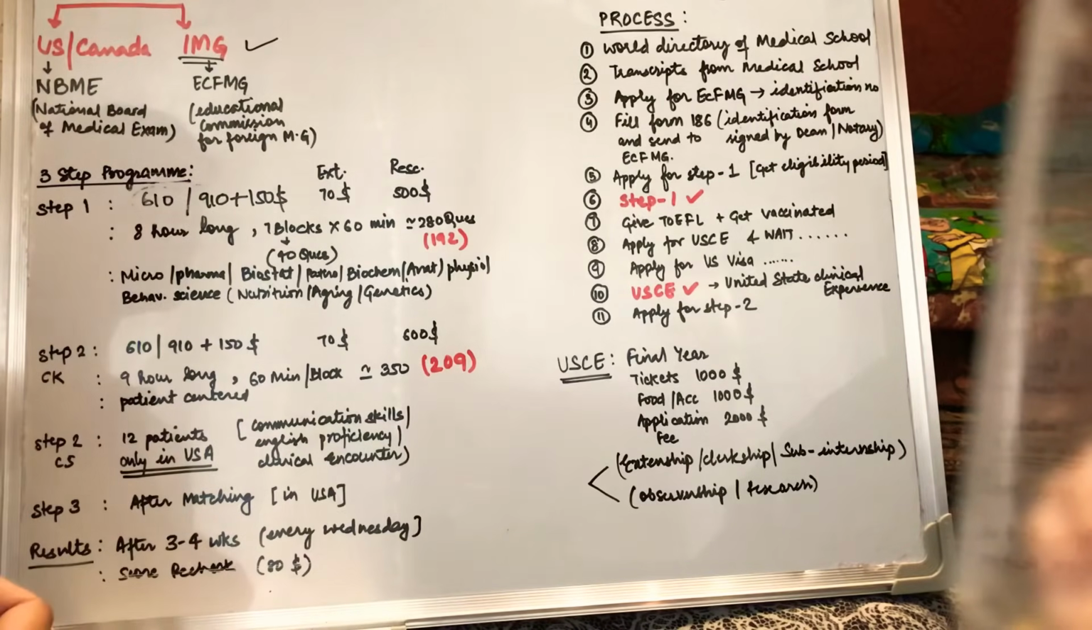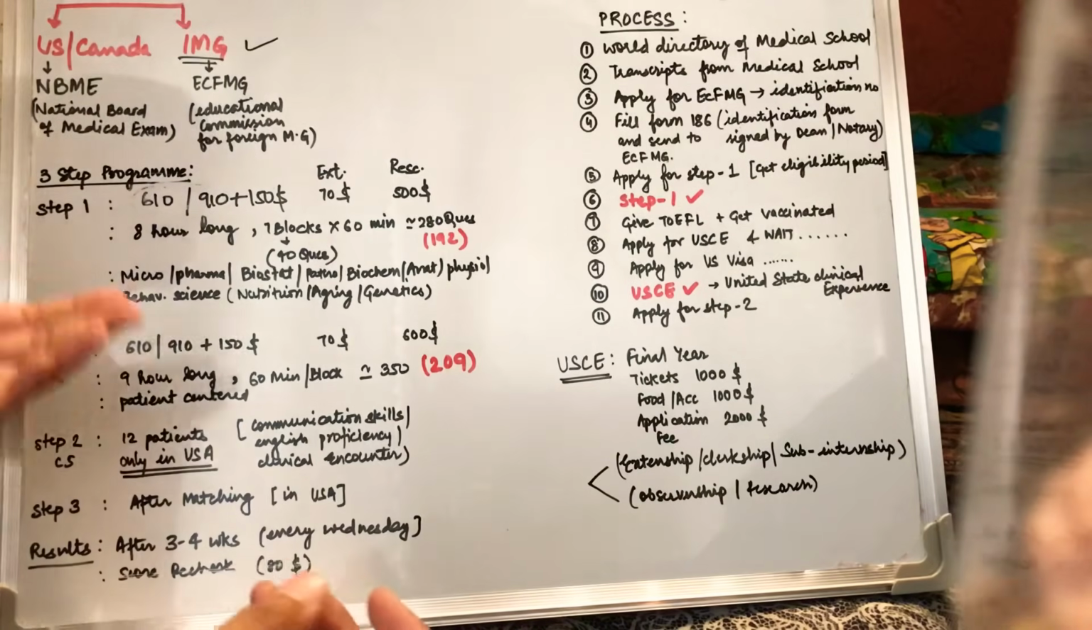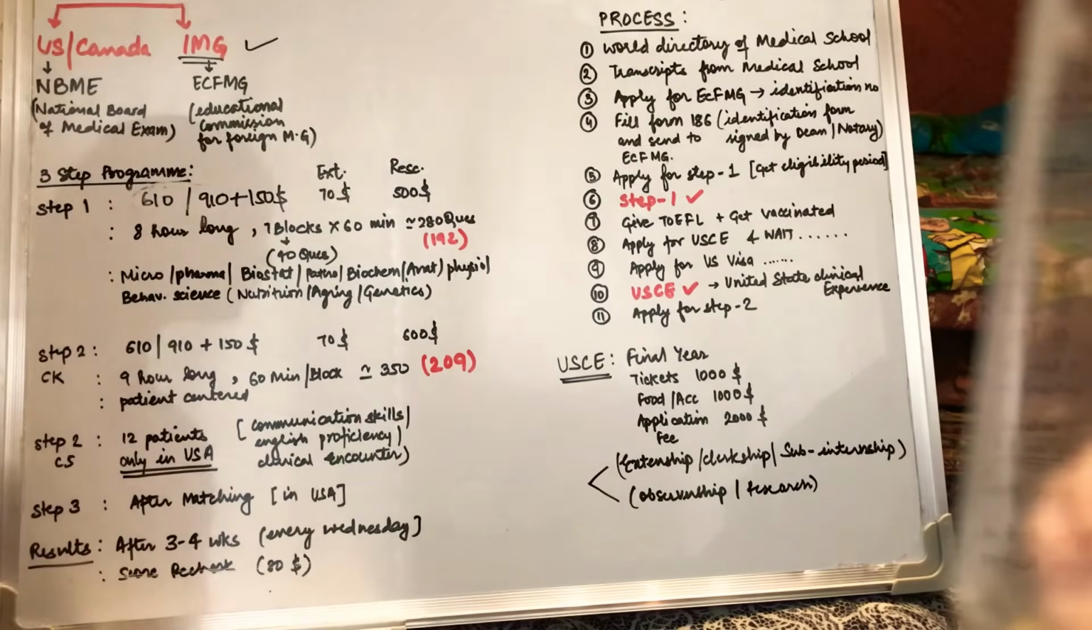And there you can classify USCE into 3 types. First, the hospitals that require you to have a good Step 1. You must give Step 1 before even applying for USCE in the USA. The second one is you need to give both TOEFL and Step 1. The third category, in which you don't need to give either TOEFL or Step 1, you can just go directly there and finish your clinical experience.